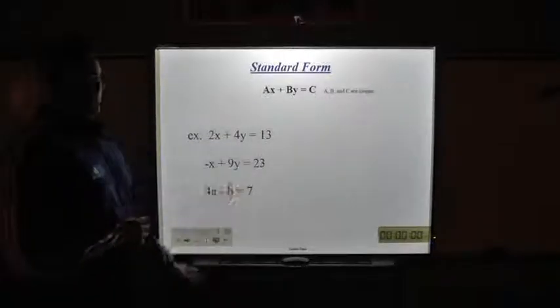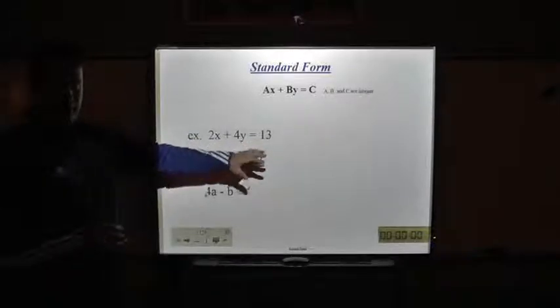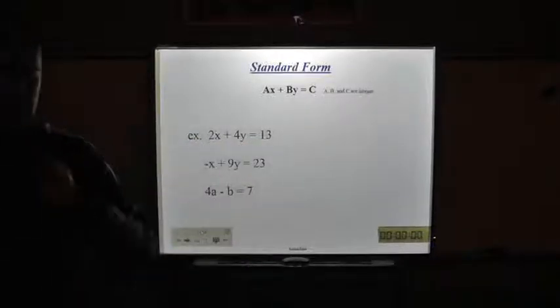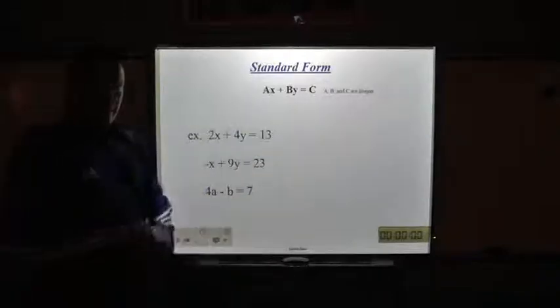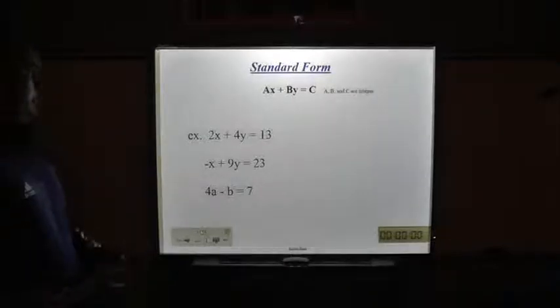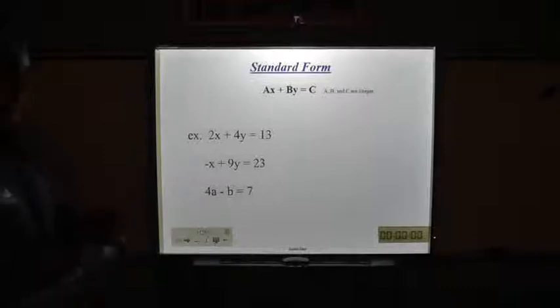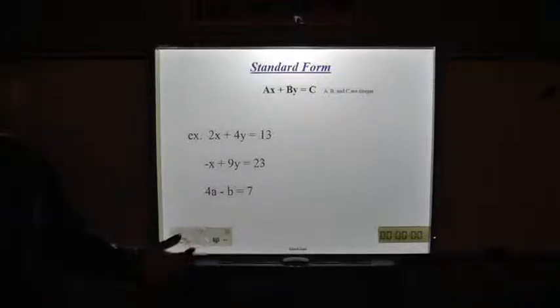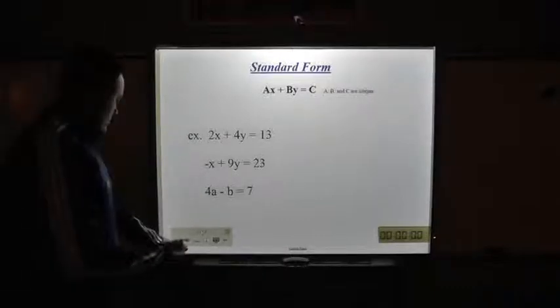A, b, and c are all integers. There is no y-intercept or any slope up here. You're not looking for that. The only thing that's similar is the x and the y. That means the x-coordinate and the y-coordinate of a point. So when we talk about standard form, it's just another way to write a linear equation. Again, we're talking about a rate of change that is constant. We're talking about a straight line. It's just a different way to write it.